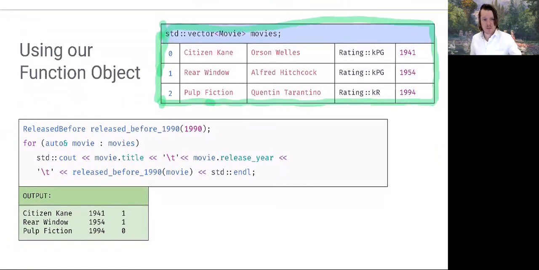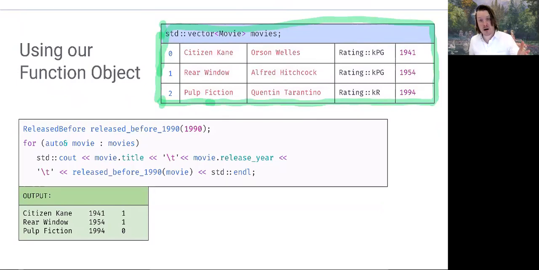If we look at the body of our for statement here, we're printing out the title, the release year, and then the return value, if you will, of releaseBefore1990 with its call operator passed the particular movie under consideration, in this case, Citizen Kane. Looking at the output, we see 1. Now we're at the next movie in the collection, Rear Window. Same thing happens, releaseBefore1990's call operator is invoked with Rear Window. We make that comparison, and 1954 is less than 1990, so it is going to return true as well.